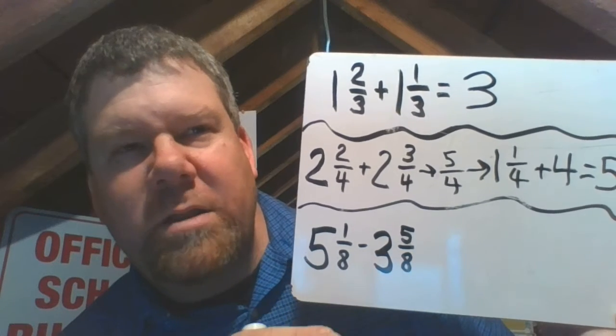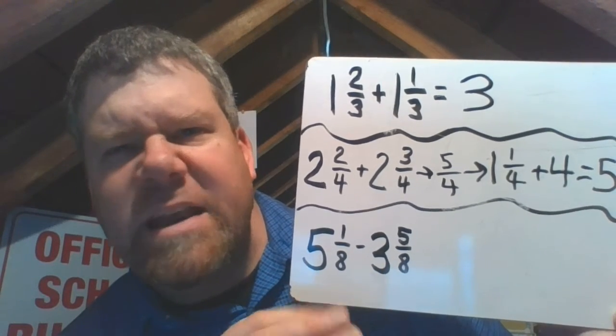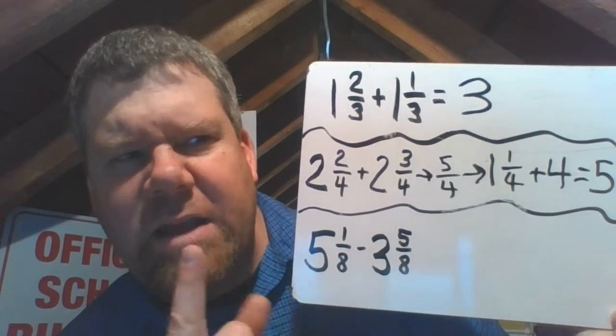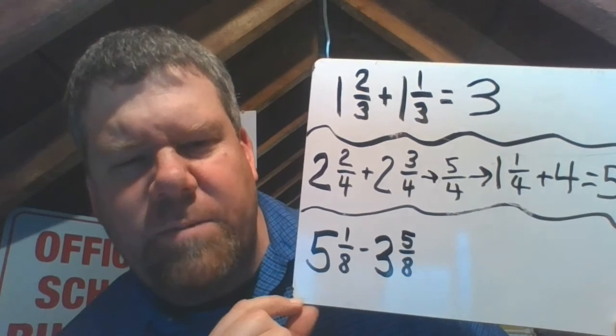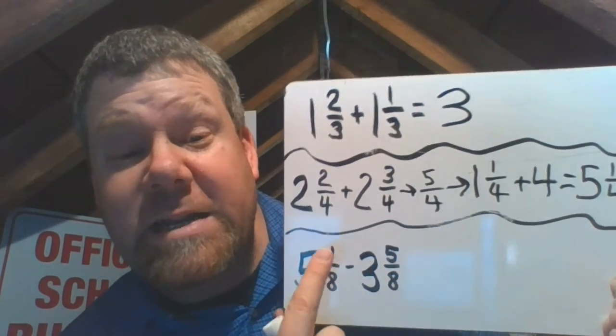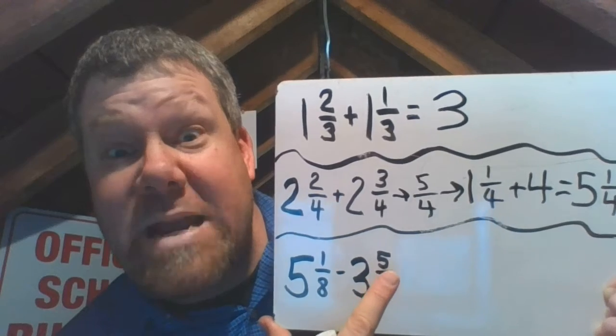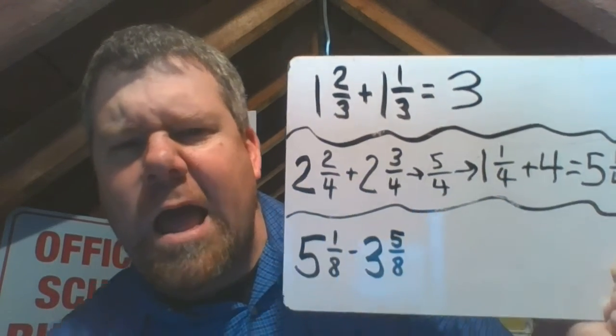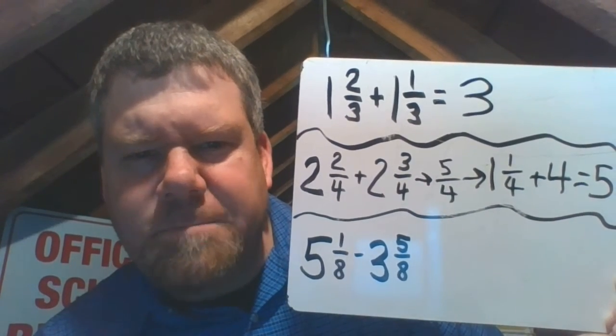Now we're not working with negative numbers right now. So I can't have 1 of something and subtract 5 from it. So guess what I need to do? I need to make that numerator bigger than the 5. How in the world can I do that?